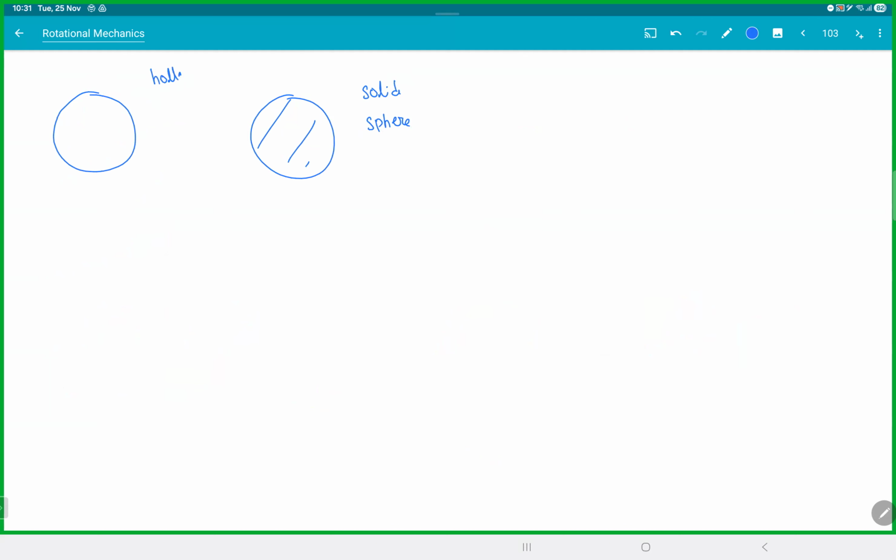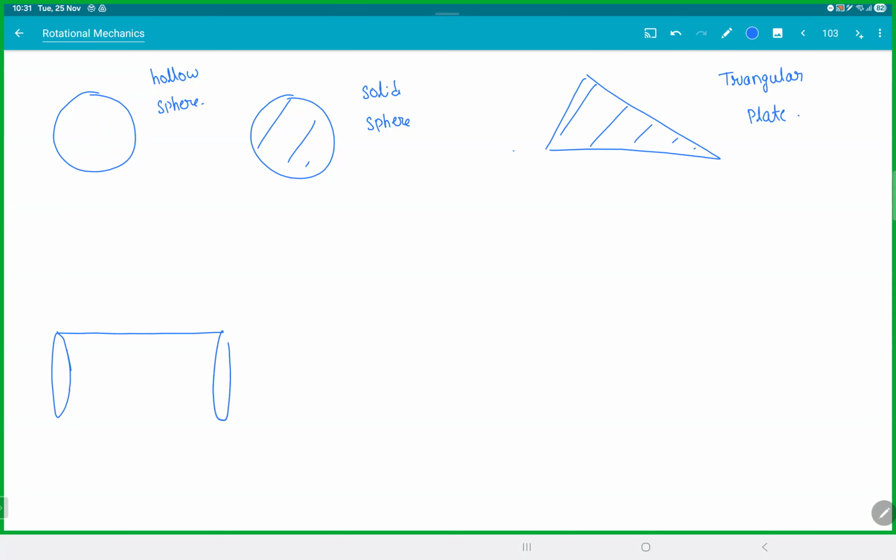Solid sphere, hollow sphere, triangular plate. Solid cylinder. Now cones we didn't do, but you can derive this.